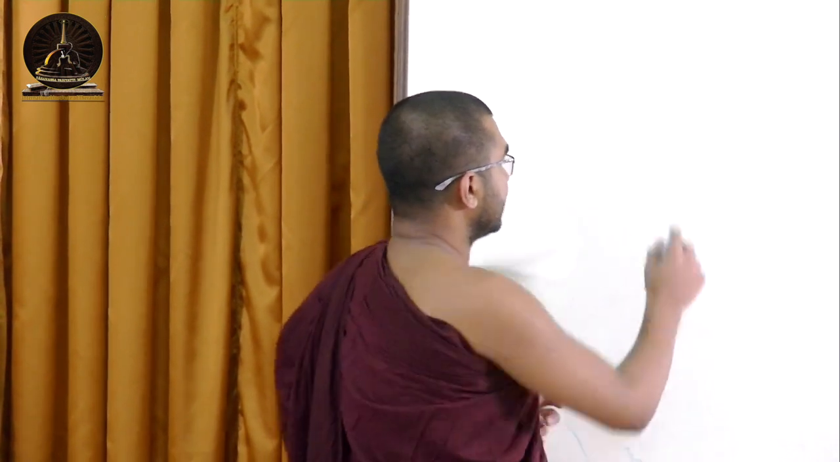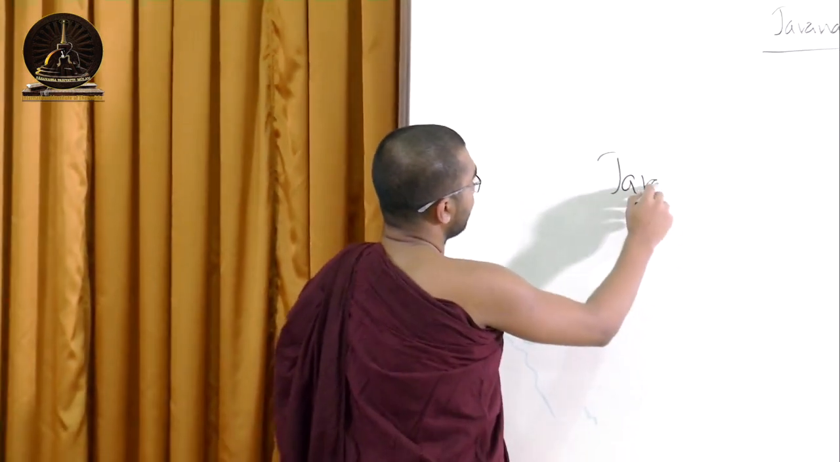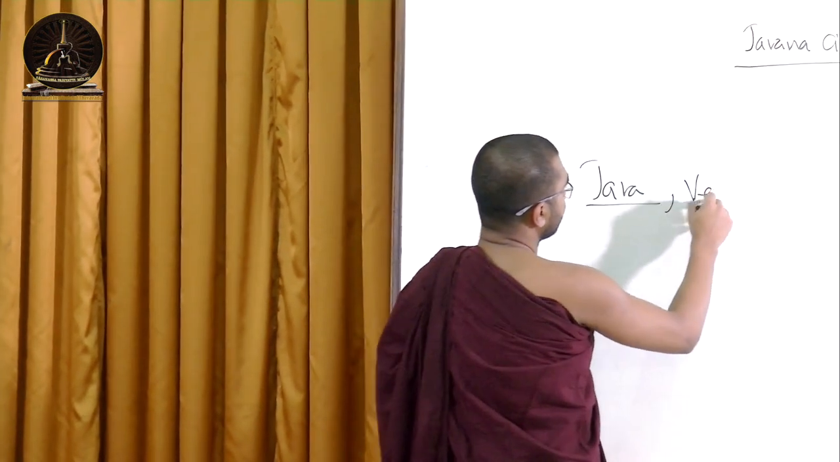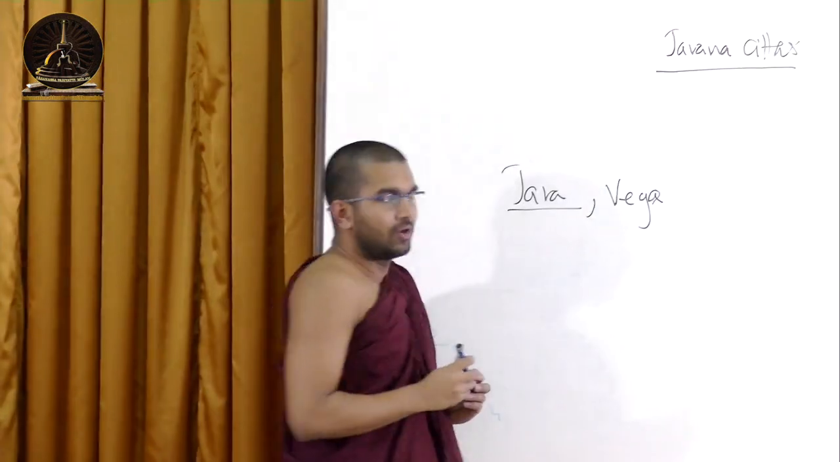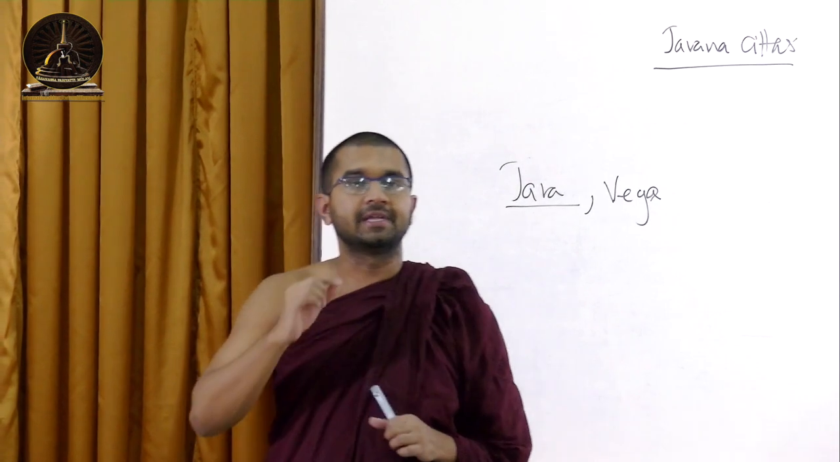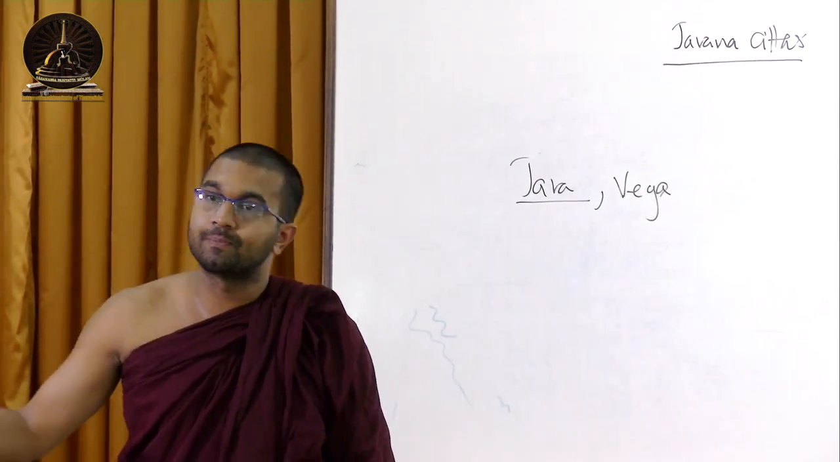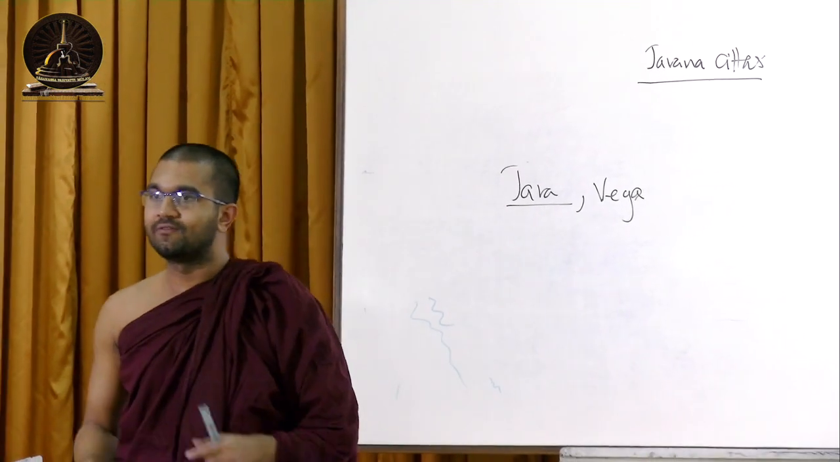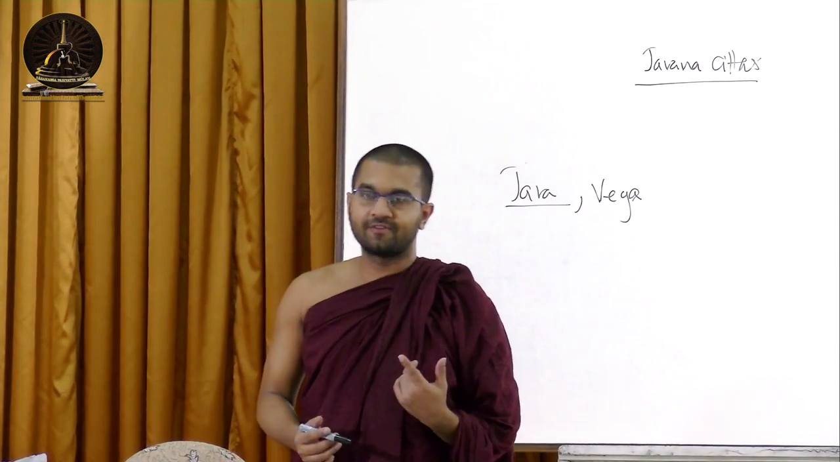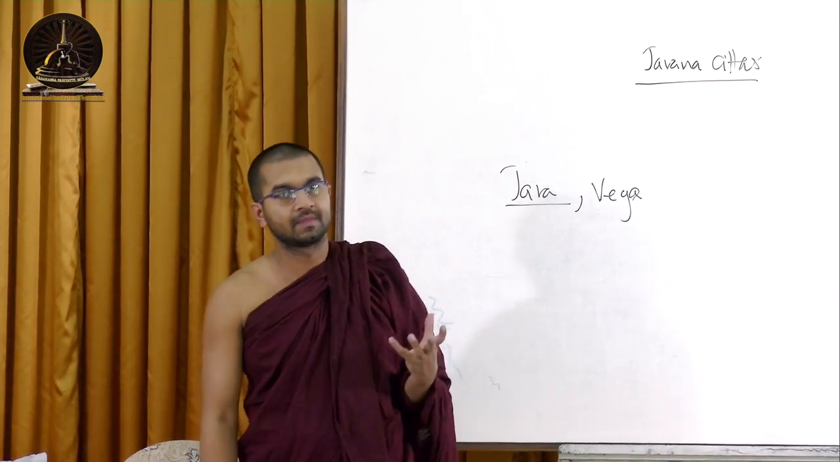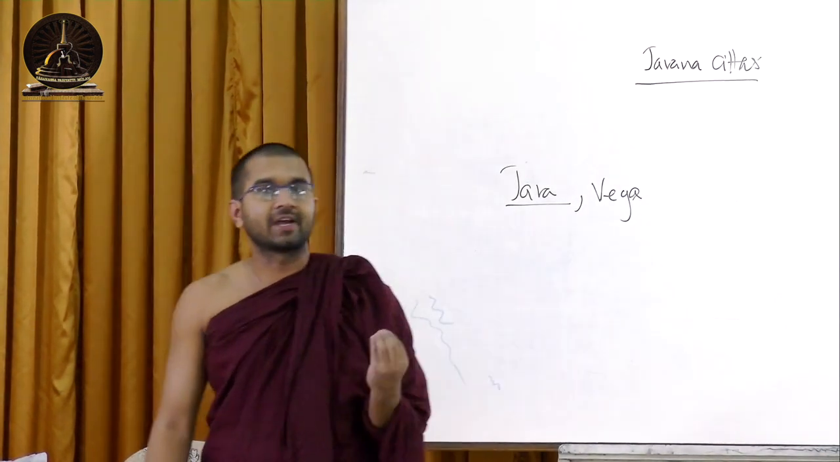In Pali, strength or force is normally called java, and sometimes it's called vega. This can also refer to speed, meaning how quickly something happens. The speed of a person who is running can also be called vega. But here we are not referring to speed. We are referring to the strength, the power of a citta. It's like a thunder strike.